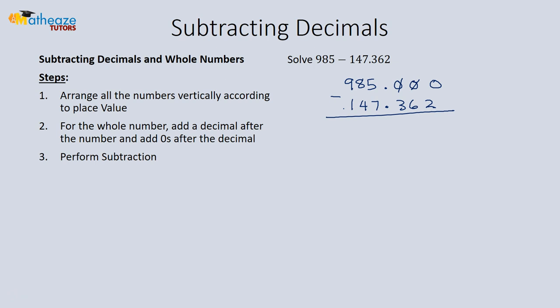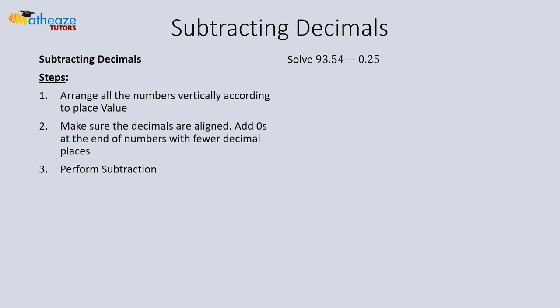We're going to have to borrow from here. We don't have enough here. Now we can borrow from this, and we get a 4 right here. And so we get a 1 here, a 9 here, and a 9 here. So 10 minus 2 is 8, 9 minus 6 is 3, 9 minus 3 is 6, 4 minus 7 we cannot do, so we borrow from here, and now we have 14 minus 7, which is 7. 7 minus 4 is 3, 9 minus 1 is 8. So we get 837.638.